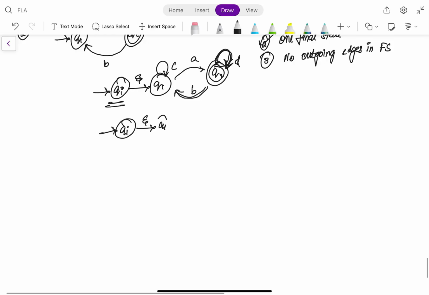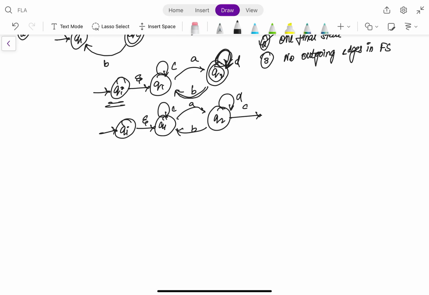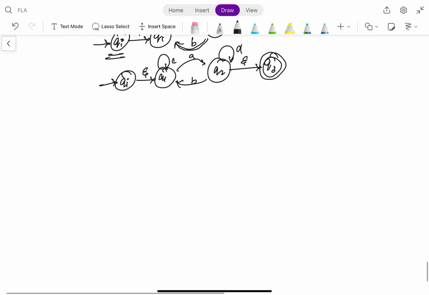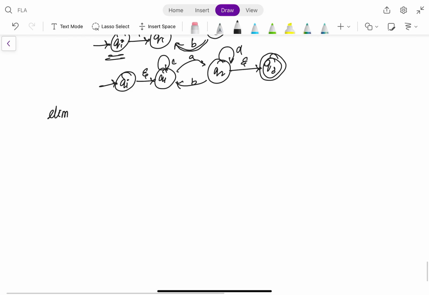So Q1 has a self loop on C, A, B, Q2 has a self loop on D, and another state is reached with an epsilon transition. That would be your final state. Now this condition is also satisfied. Now try to eliminate one state after another. First we will try to eliminate Q1.